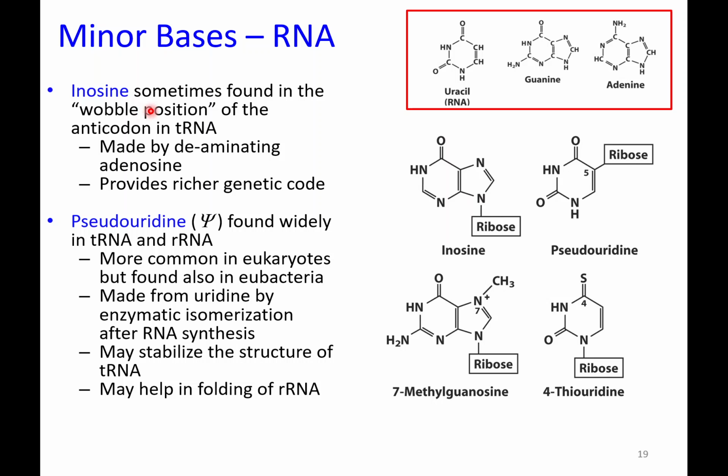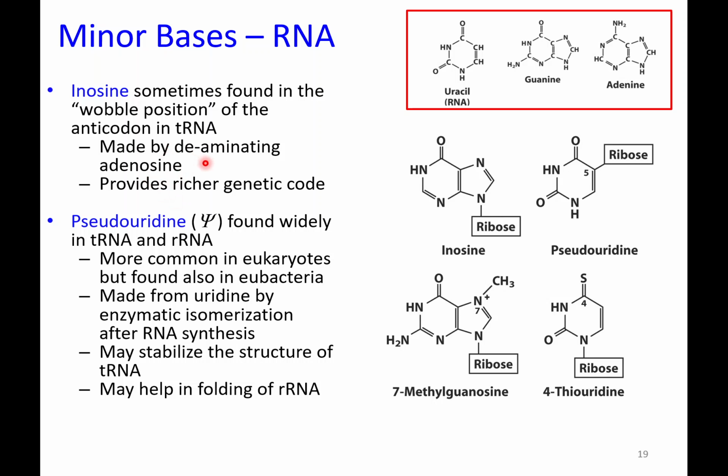Inosine is found sometimes in what's known as the wobble position of tRNA, and you'll talk about what wobble position means next semester. But it's really the last position: a codon would be three nucleotides, and the wobble position would be the third position in them.